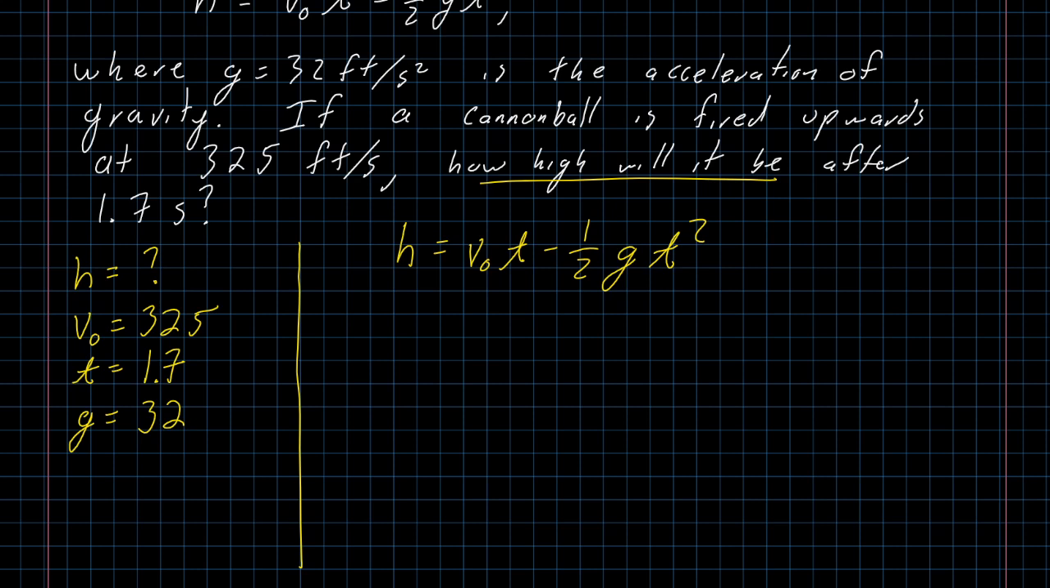All right, in this case, we're fairly simple. We have one equation, we have one question mark, there are no blanks. This is going to be a very straightforward problem to solve from here, because at this point, I just plug things in. h is unknown, so it remains unknown. v0 is 325. t is 1.7. 1/2 is 1/2. g is 32. t is still 1.7, and it's being squared here.